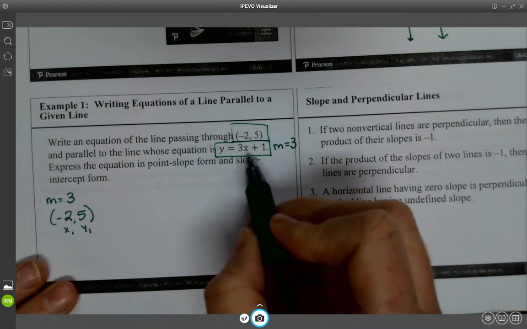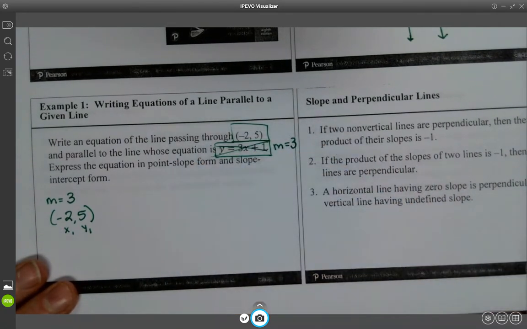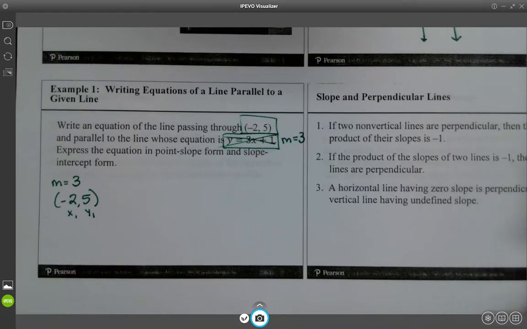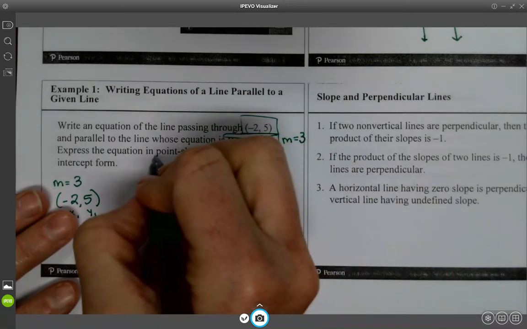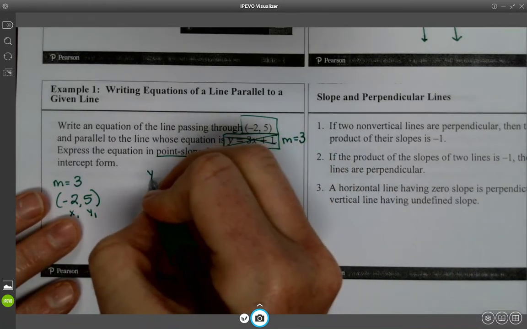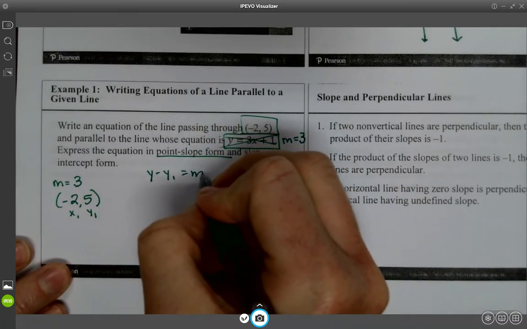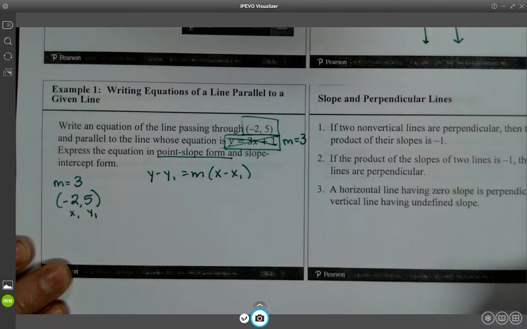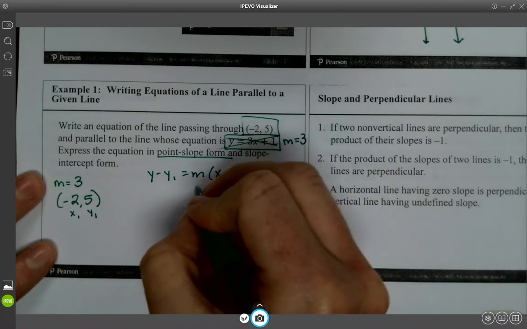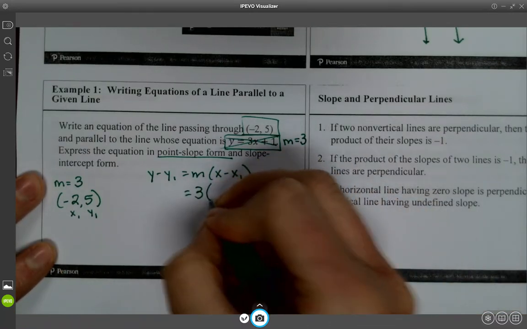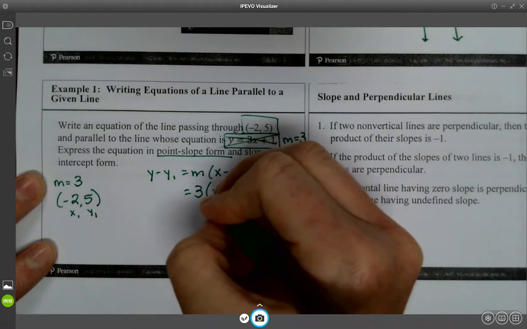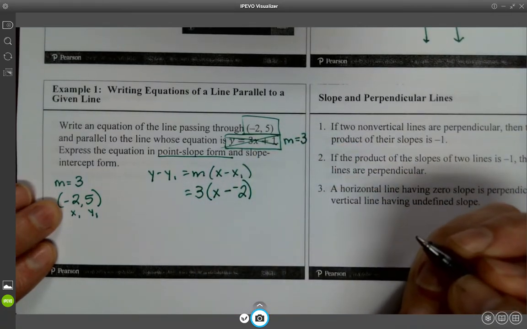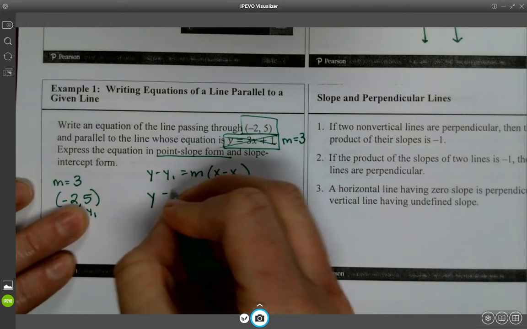That is all we need from this equation. Now we don't care about it. We only want the slope because we know that the lines have to be parallel. So now we are going to use the point-slope form. That's y minus y1 equals m times (x minus x1). So we're going to plug in what we know. We know that m is 3. The x minus x1 is x minus negative 2. And then it's y minus y1, which is 5.